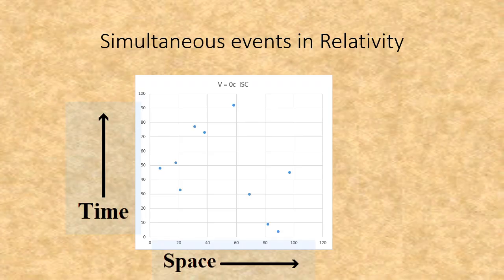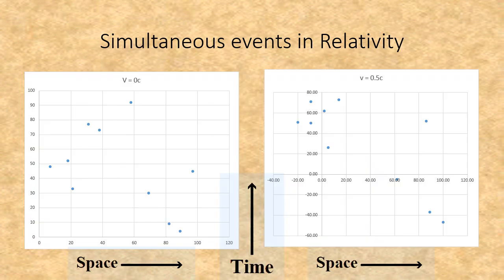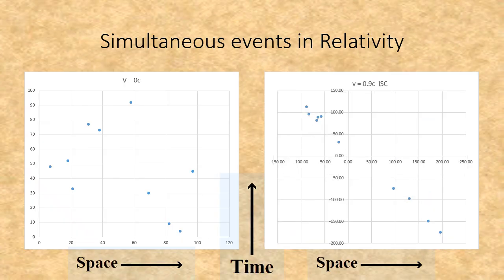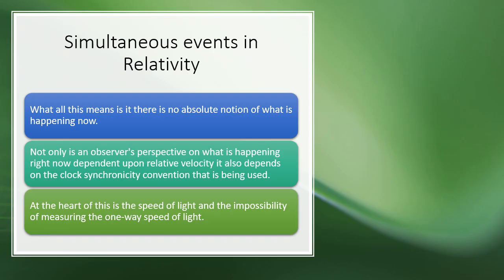Here are various events occurring in spacetime at various distances from Earth as seen from Earth. Here is a comparison with those same events in spacetime as seen from a ship traveling at half the speed of light relative to the Earth. Here is a comparison with a chart of the same events in spacetime from a spacecraft going at 0.9 times the speed of light. What this means is that there is no absolute notion of what is happening now.